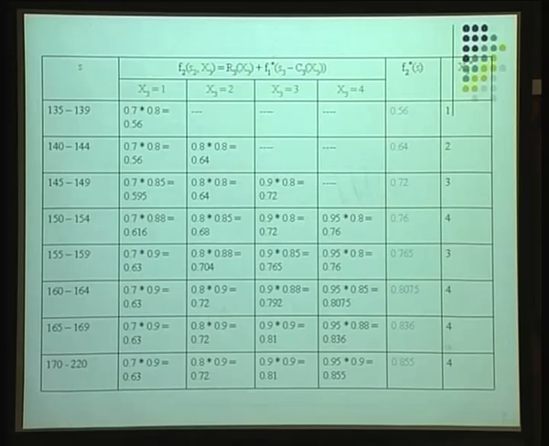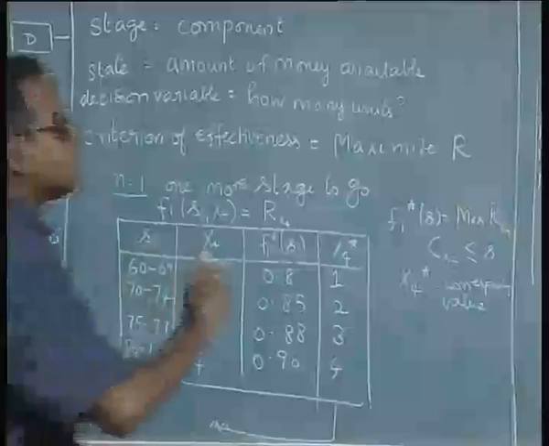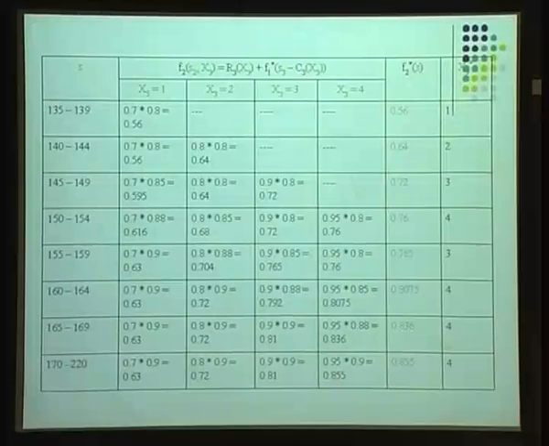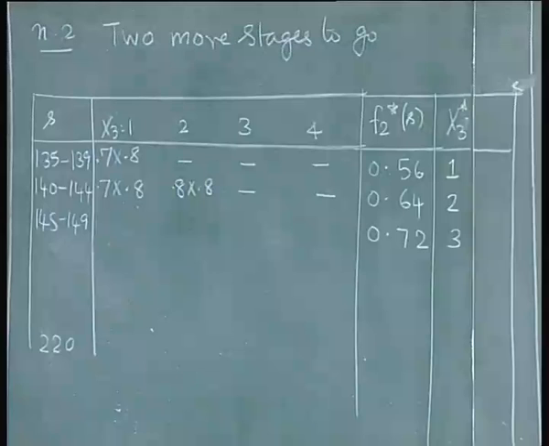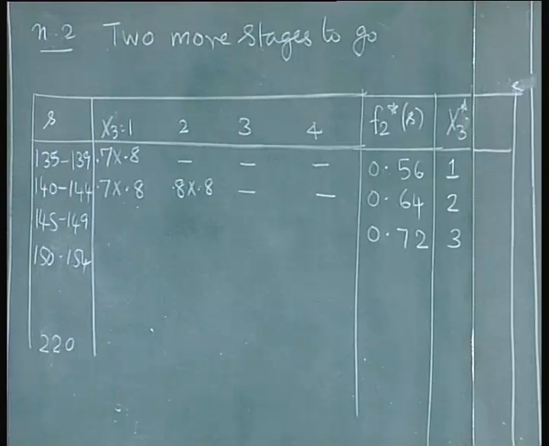Now this alternative is trying to buy 3 of C and spending 85, and with the remaining 60 buying 1. So from 145 to 149 we have 3 alternatives, and the best value is 0.72 with x3 star equal to 3. Now similarly I move again from 150 to 154. I have one more alternative that comes in.